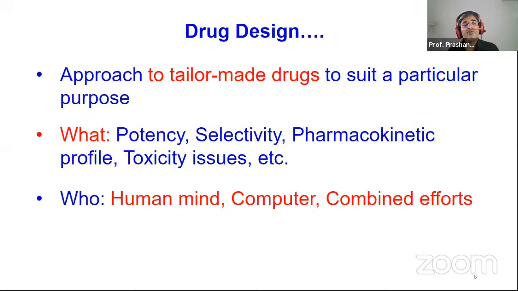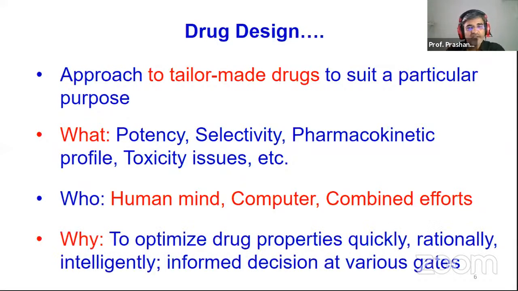So then, who designs these drugs? Like I told you in the beginning, whatever techniques we are going to talk about, they are just tools, right? Ultimately, it is a human mind with the help of computers, or both the human mind and the computer combined efforts, that will help in designing the molecules which are likely to become drugs, meaning which are likely to have all the good attributes like potency, selectivity, better pharmacokinetic profile, lesser toxicity issues, right? It's the human brain which makes everything possible.